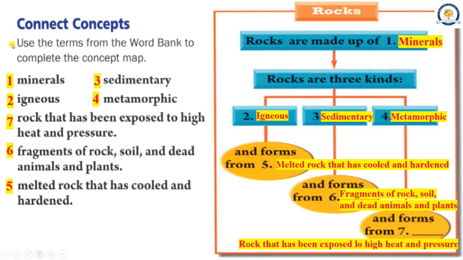Connect concepts. Use the terms from the word bank to complete the concept map. 1. Minerals. 2. Igneous. 3. Sedimentary. 4. Metamorphic. 5. Melted rock that has cooled and hardened. 6. Fragments of rock, soil, and dead animals and plants. 7. Rock that has been exposed to high heat and pressure.